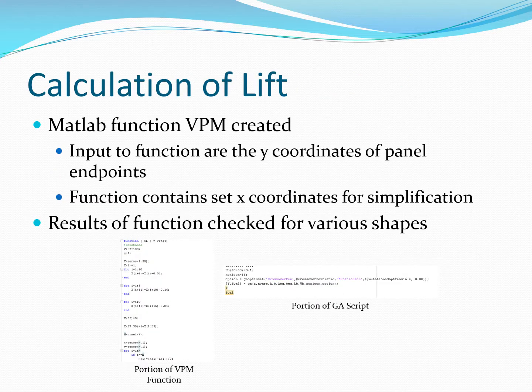I've created a MATLAB function called VPM, which has an input of a vector of y coordinates and an output of the lift coefficient. Since it was created for this project specifically, the function contains set x coordinates, but x could be added as a second input to generalize the function. I've checked the function against various shapes, both symmetric and non-symmetric, and obtained reasonable results. Portions of the function and GA script are shown here.